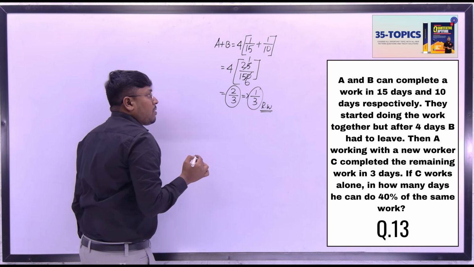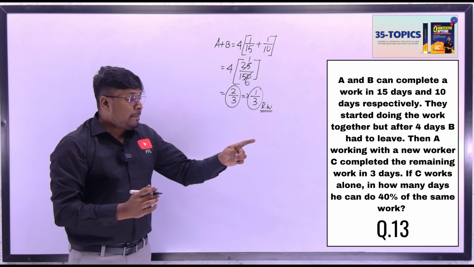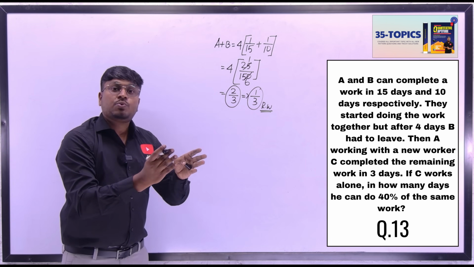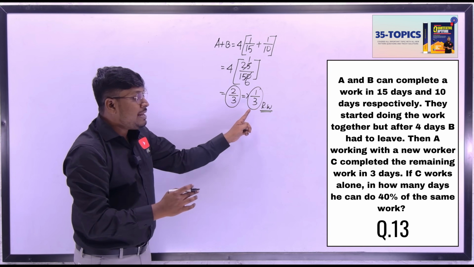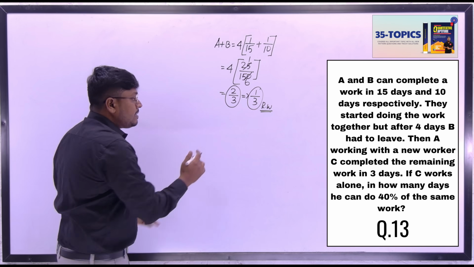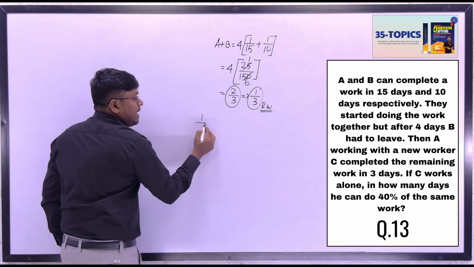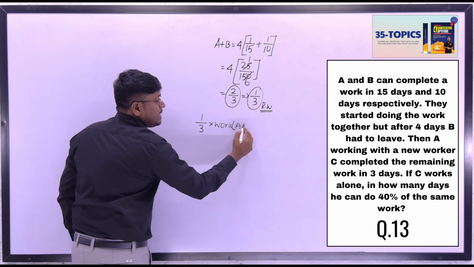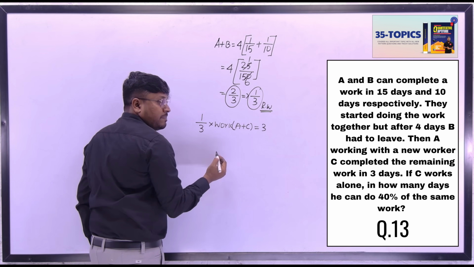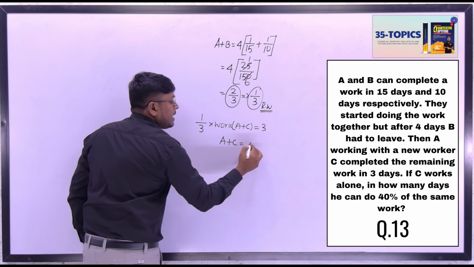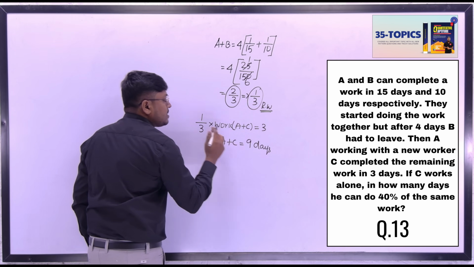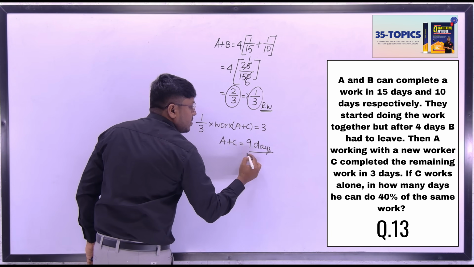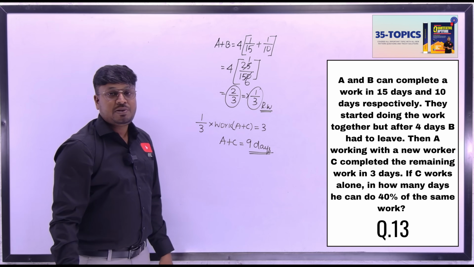So now according to the question, after working for 4 days, the person B left. So now what the person A is doing is, he is working with C to do the remaining work in how many days? 3 days. That means this is the remaining work, right? The remaining work 1 by 3 was completed by A and C in 3 days. That means A and C together can complete the total work in 9 days. Yes or no? Because 1 by 3, when you bring this 3 towards the right hand side, it becomes 3 into 3, 9 days. So A and C together can complete a piece of work in 9 days.